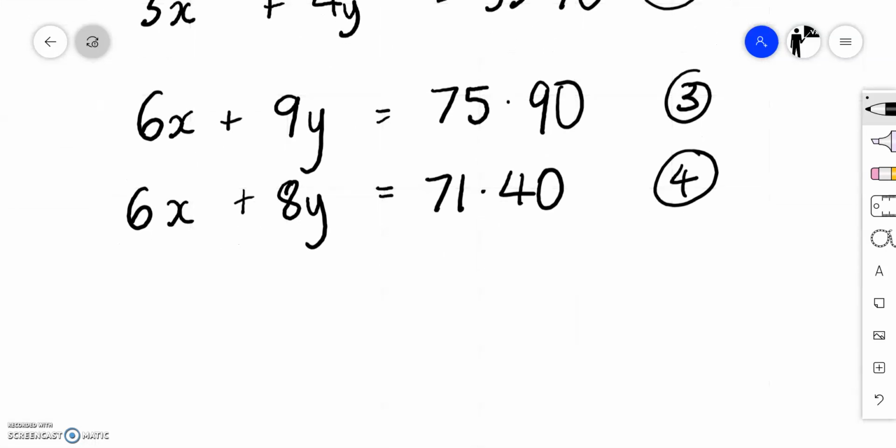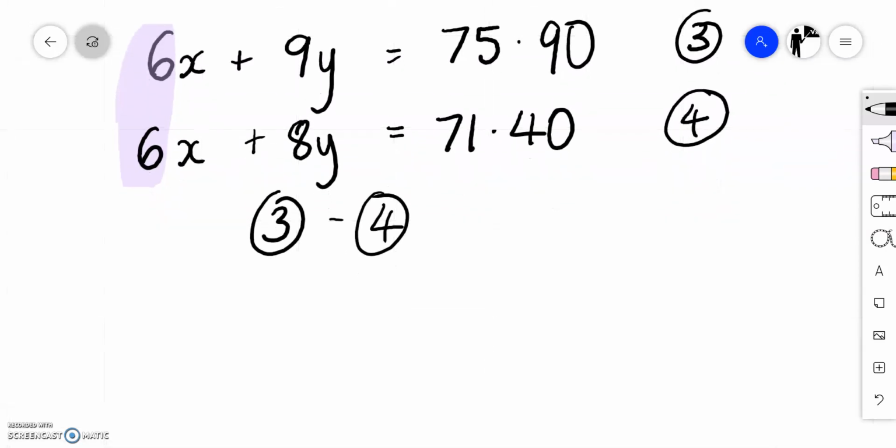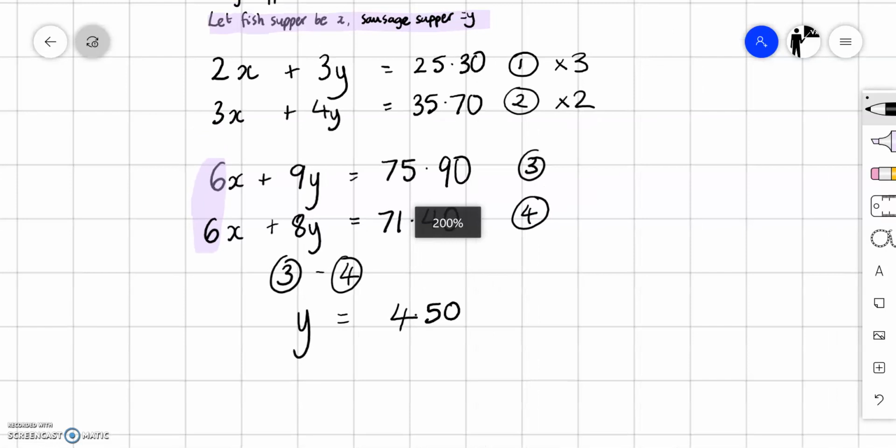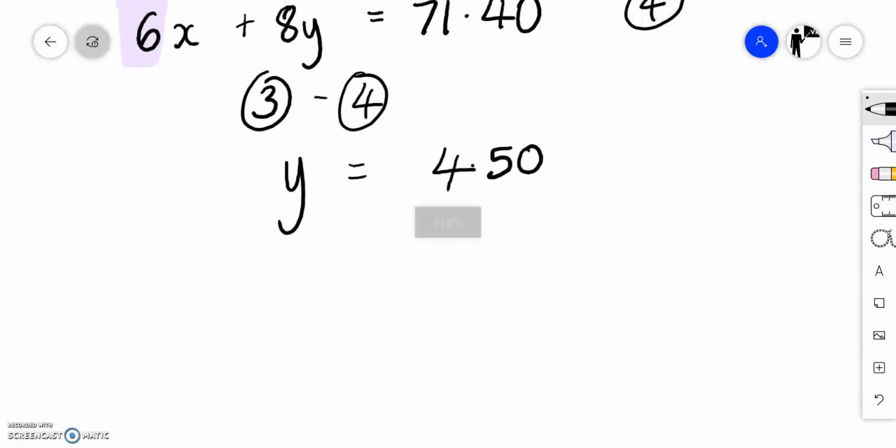So here we want to eliminate the x's. We have a look here, we've got 6x and 6x. Notice that they both have the same sign. If we added them, we would get 12x. So we're going to need to subtract. So we're going to do equation 3 subtract equation 4. 6x take away 6x disappears. 9y take away 8y is 1y, which we just write as y. And we should be able to work through this. So that's going to be 90 take away 40 is 50. So we've worked out that the cost of y, so a sausage supper, is £4.50.